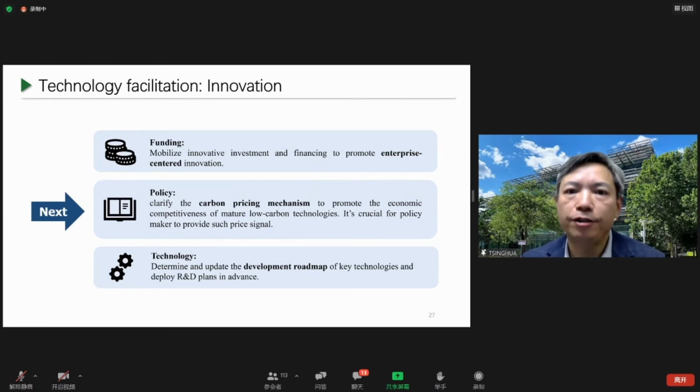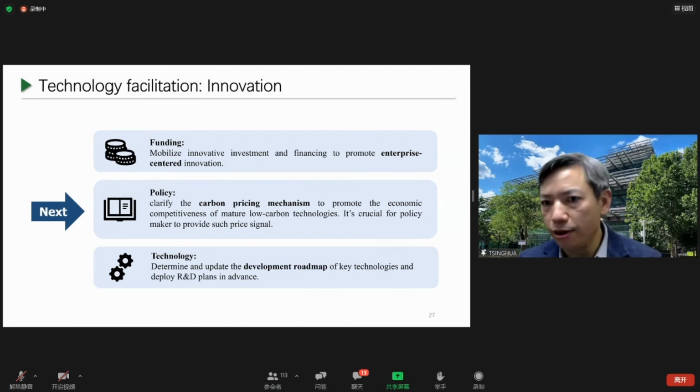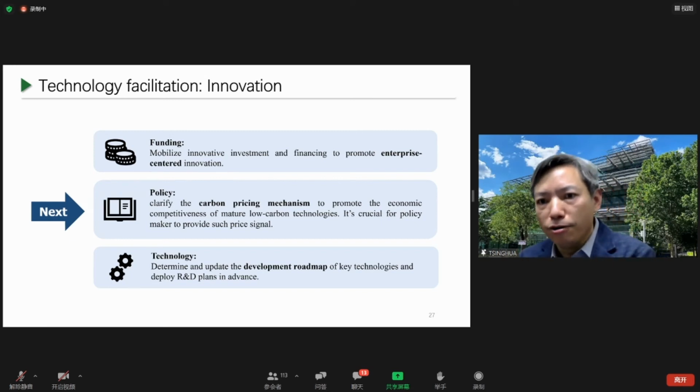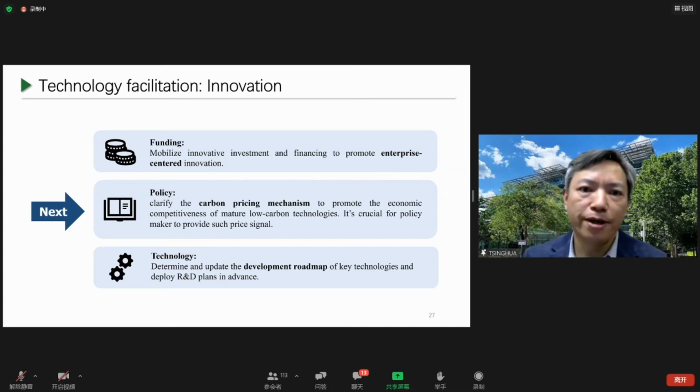But we are still facing some challenges, and actually it's a big challenge for further promoting low carbon technology innovation. To tackle this challenge, progress in three aspects is supposed to be important. First, mobilizing innovative incentive, investment and financing to promote enterprise-centered innovation, so using government motivation to rely on enterprise-dominated innovation.